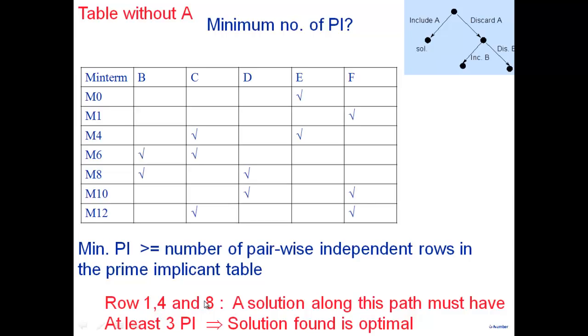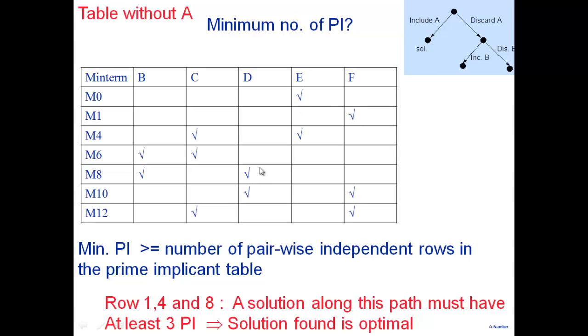How many such rows are there that you can say are pairwise independent? A set of rows, and any two rows, if you examine, are pairwise independent. This is clear? 1, 4 and 8? 8 and 4 you compare, independent. 8 and 1 you compare, independent. So you search your table and you say how many such rows you can find which are pairwise independent. And then it says if you have 3 rows, you will require at least 3 PIs. Minimum of 3 PIs to cover, because they are pairwise independent.